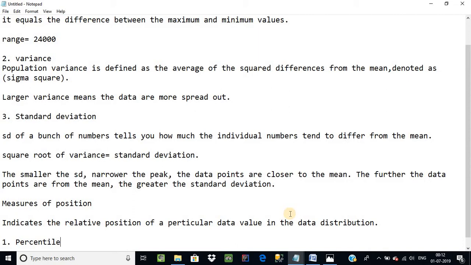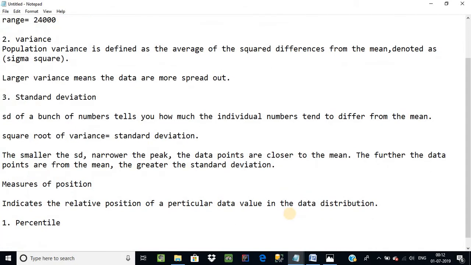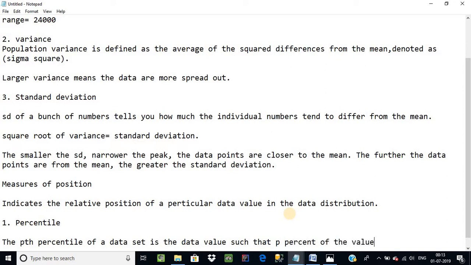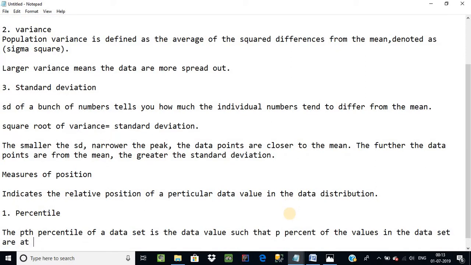What does percentile actually mean? The pth percentile of a data set is the data value such that p% of the values in the data set are at or below this value.